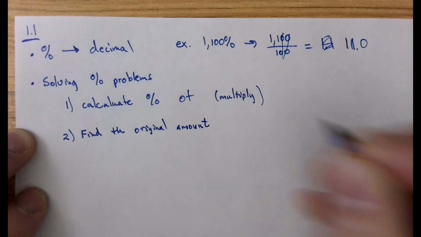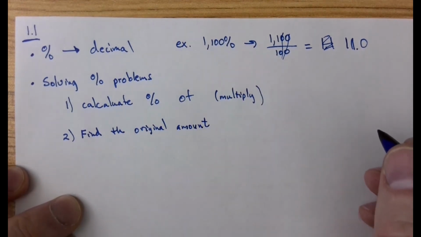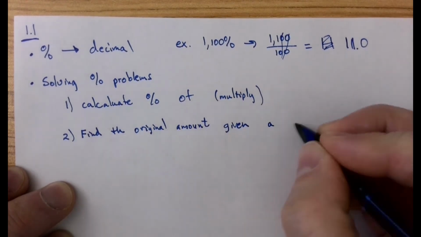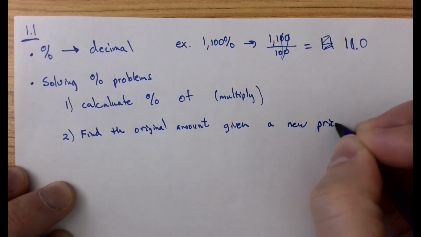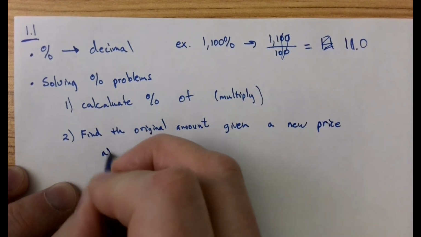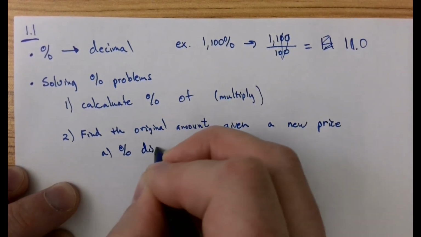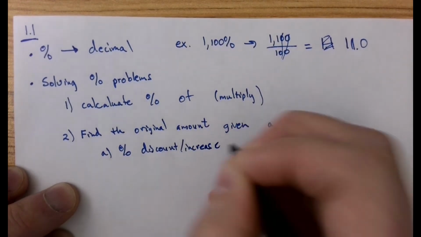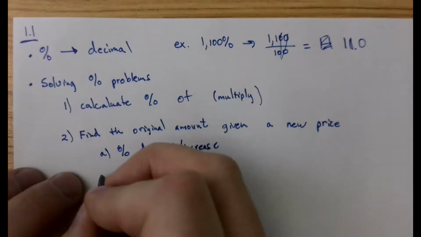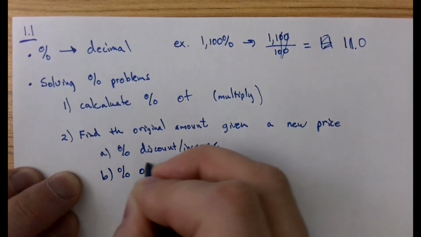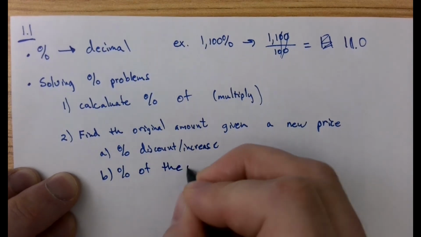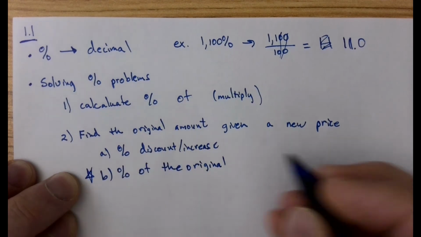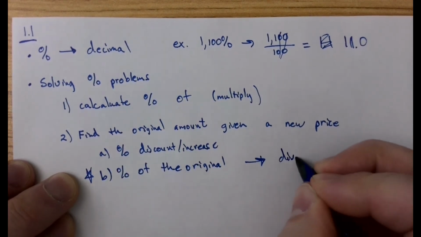And we could give you the discounted price, so we'll say given a new price, and that price could be given to you along with the percent discount or increase, or we could give you the percent of the original that remains. And the one that you need is this one to do the calculation, and you divide by that percent to figure it out.